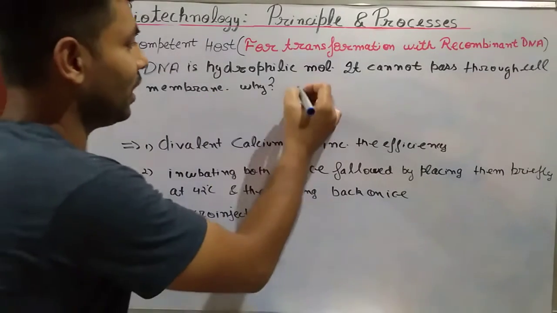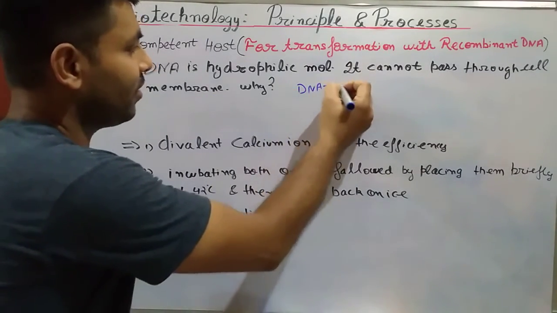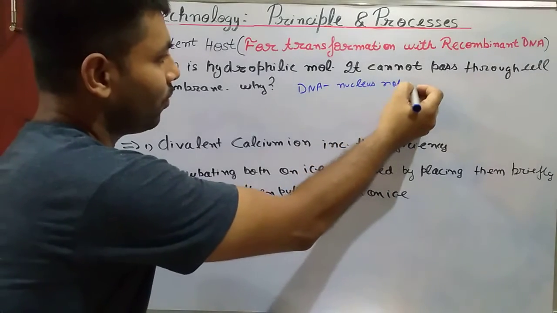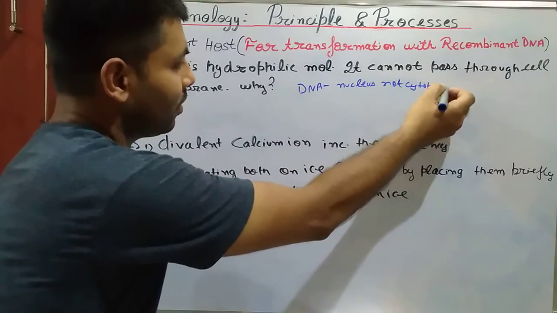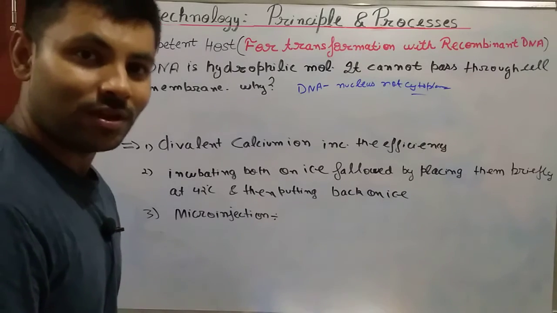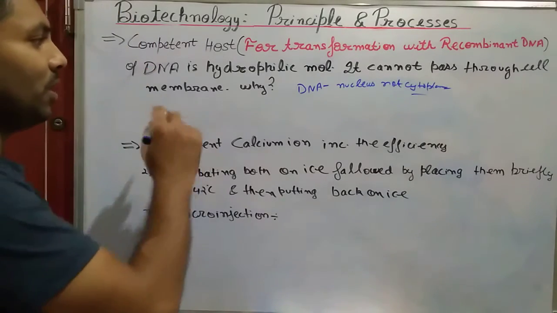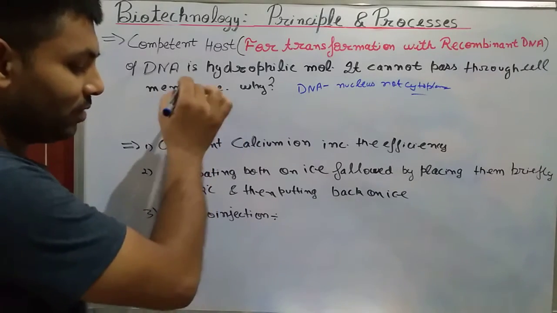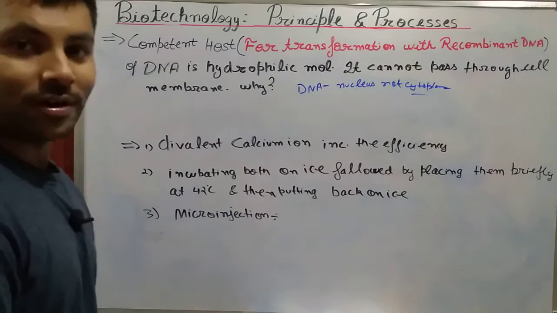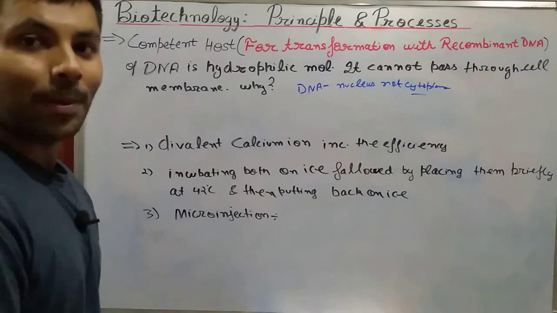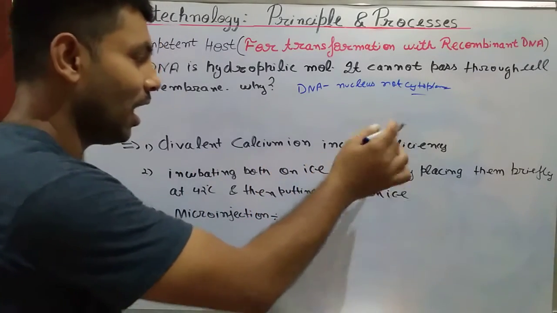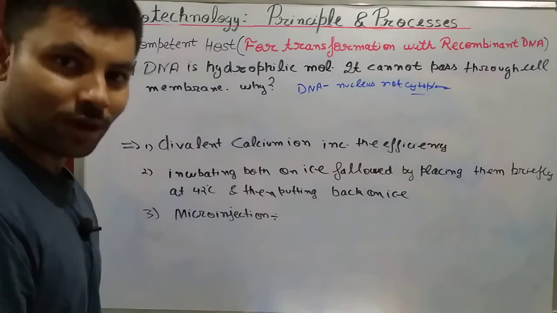Why? Because DNA is basically from the nucleus, not from the cytoplasm. It is basically protected from the various types of enzymes and prevented from reaching the membrane. That is the main reason. It does not reach the membrane. Now see, there are certain steps, such as chemical treatment using divalent calcium ions, which increases the efficiency of reaching the host cell. Okay, it is now clear.